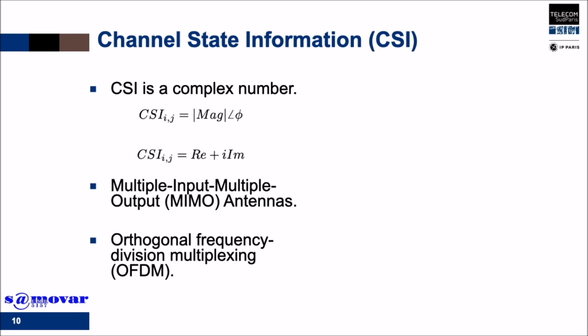Since CSI is a complex number, it can be presented both in the polar format, as in the magnitude and phase, or the Cartesian coordinate system by presenting its real and imaginary parts. The I and J subscripts are here to represent two factors. First is the number of sub-antennas in the MIMO context. So, for example, the I would represent the CSI calculated at each of the antennas of a MIMO antenna, and the J would represent the subcarriers on which the orthogonal frequency division multiplexing scheme was used.